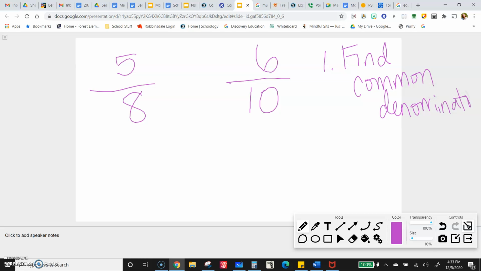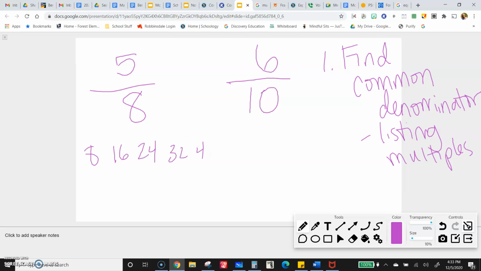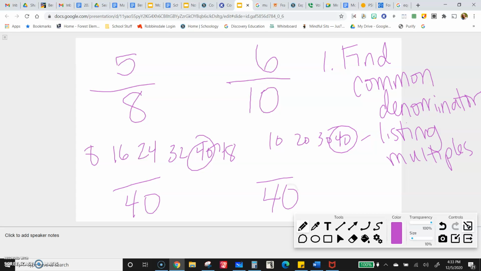And I do that by listing multiples. Don't worry. If it's not making sense this lesson, we'll do this all the time with adding and subtracting. So I'm going to list my multiples. 8, 16, 24. If you need to pull out a multiplication chart to do this, go ahead. Okay, then 10, 20, 30, 40. Oh, look, 40 is the same. So I'm going to rewrite them both with 40.